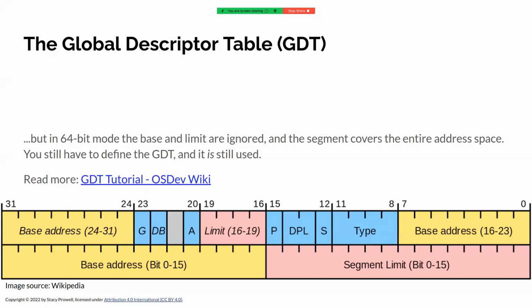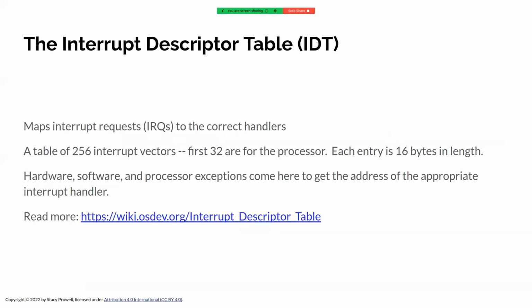But does that mean this table is not used anymore, not relevant? No, this table still is relevant. You still have to set it up, and it's still used in some cases. And if you want to find out why it's used and how it's used, that's well beyond the scope of this class. But I've linked to the GDT tutorial on the OS Dev wiki, a wiki for people who are building operating systems. And go have a look. It's a sufficiently cryptic thing that if you're building an OS, you will understand this long enough to do it, and then you'll probably immediately forget the details. There's also this thing called the interrupt descriptor table.